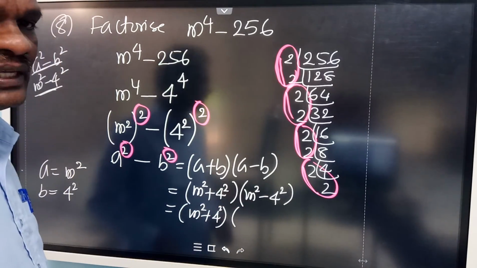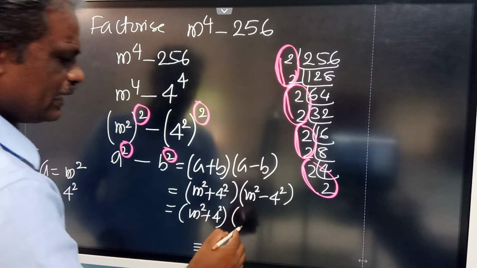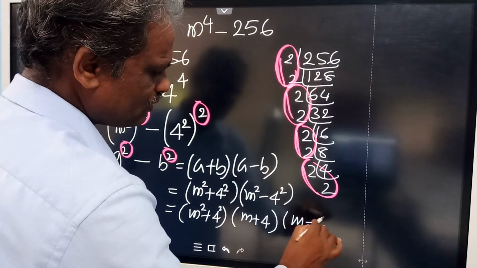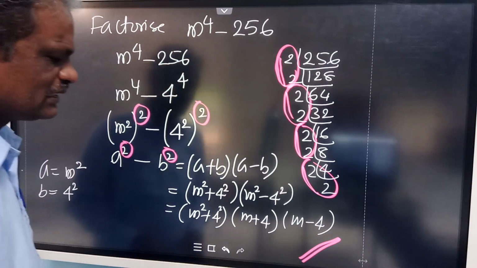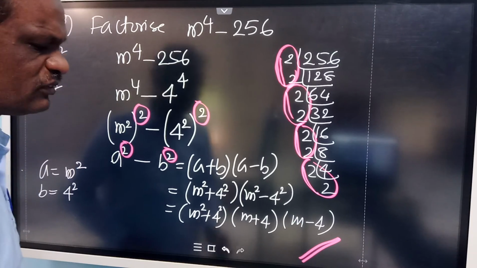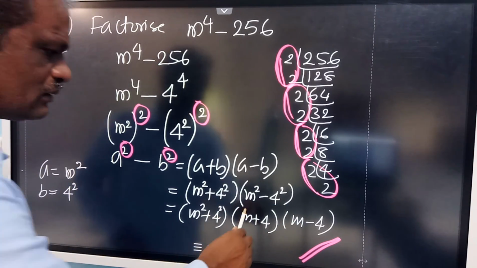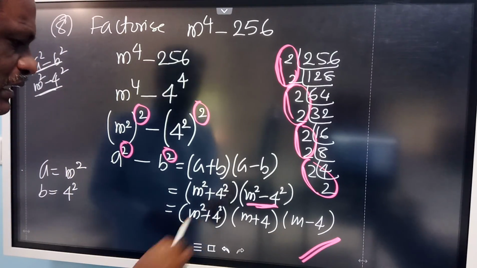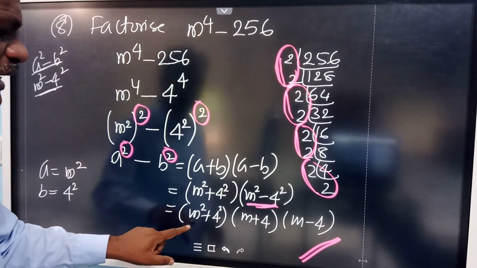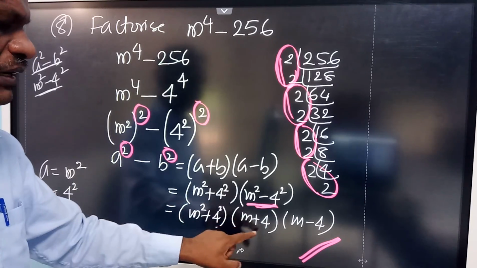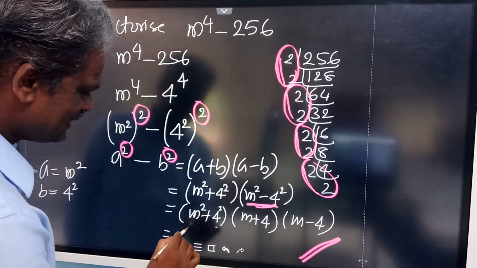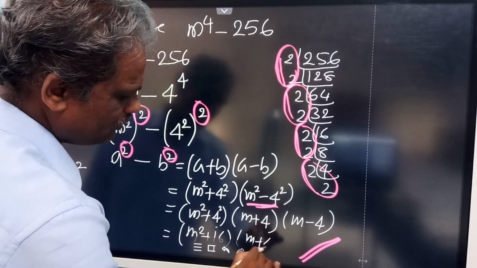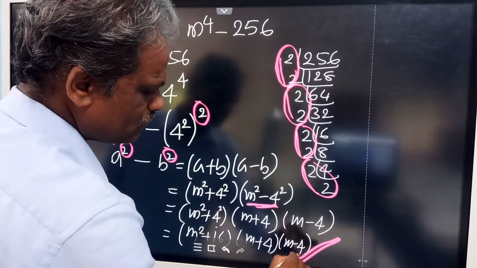But this you apply the formula a plus b into a minus b. A plus b means m plus 4, a minus b means m minus 4. So this much is the factorization. You have used the formula a square minus b square here. This part we have written as m plus 4 into m minus 4, and the other we have written as it is. So you write m square plus 16 into m plus 4 into m minus 4. Both are the same.